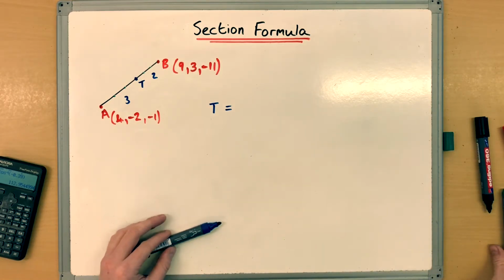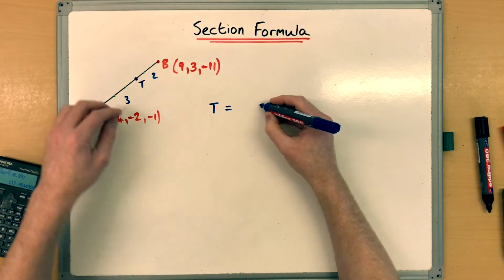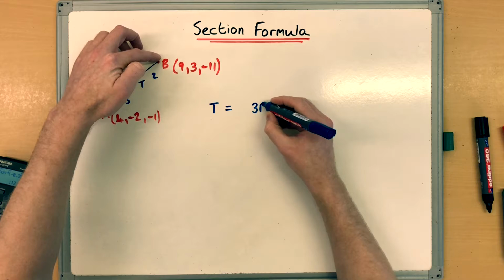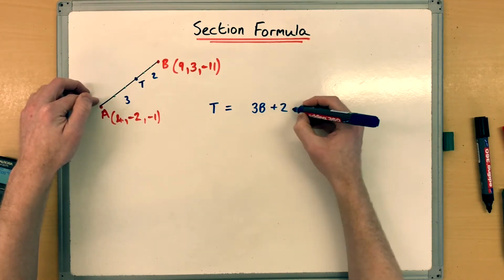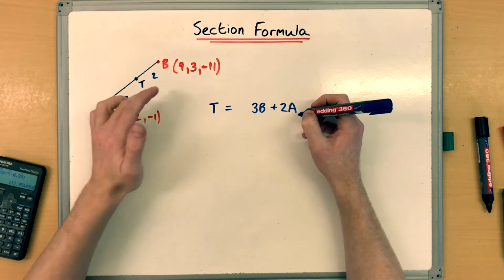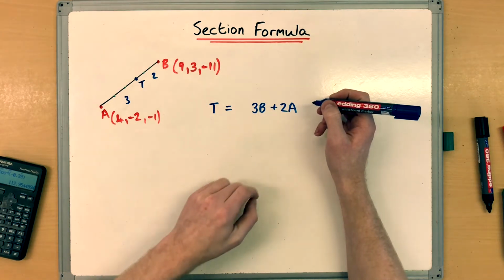So what I'm going to do is leave a space here, and I'm going to put this 3 with the B, and I'm going to put the 2 with A. So notice that I crossed over there. One way I like to think of this is that T is being pushed 3 bits towards B and only being pushed 2 bits back towards A.